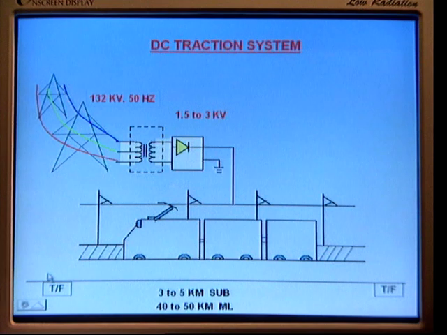So, a number of feeding stations are required. In the case of suburban lines, there is a 3 to 5 kilometer spacing for the feeding stations. You can see here one feeding substation and another feeding substation for the suburban urban lines. For mainline services, it may be increased to 40 to 50 kilometers apart.